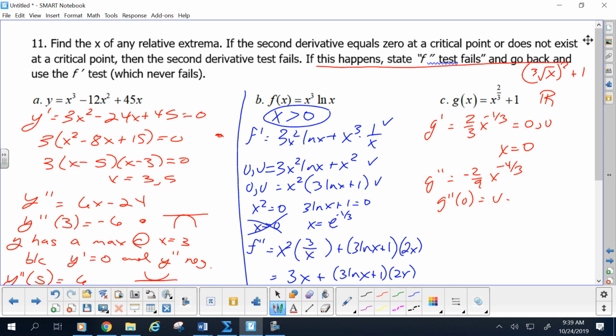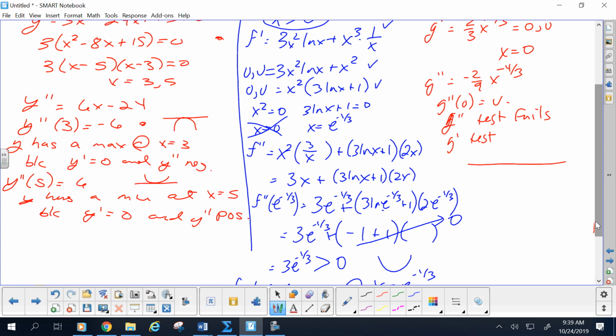If you can't get a sign of the second derivative at your critical number, then you have to go back and use the first derivative test. So the second derivative test fails. Now we're going to employ the first derivative test. How do I do the first derivative test again? Sign test around the critical number of G prime or G double prime?